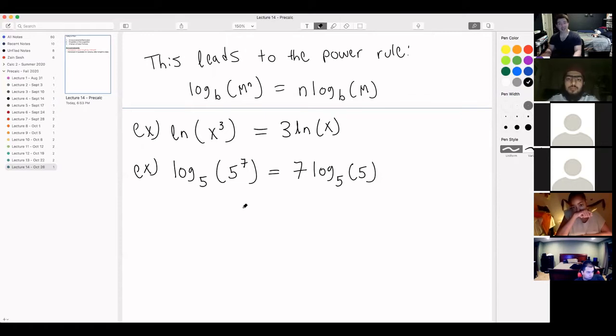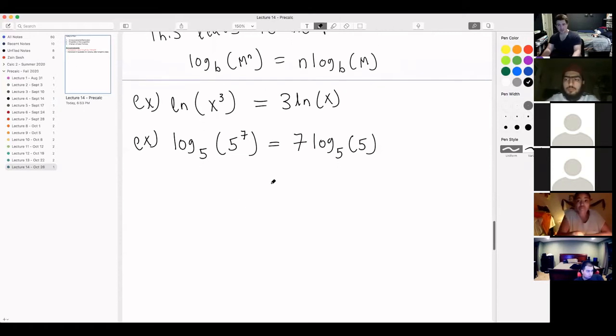Very good. Now, we can use the other property of log from the beginning of class. Does anyone remember what this bit will simplify to? Log base 5 of 5. 1. Yeah, that's 1, exactly. So the answer will just be 7.